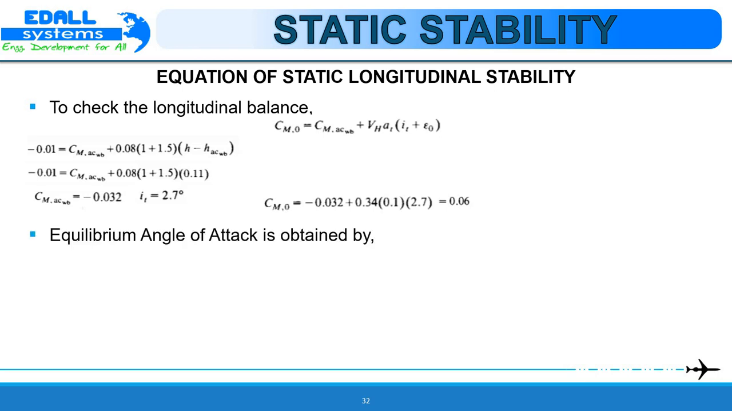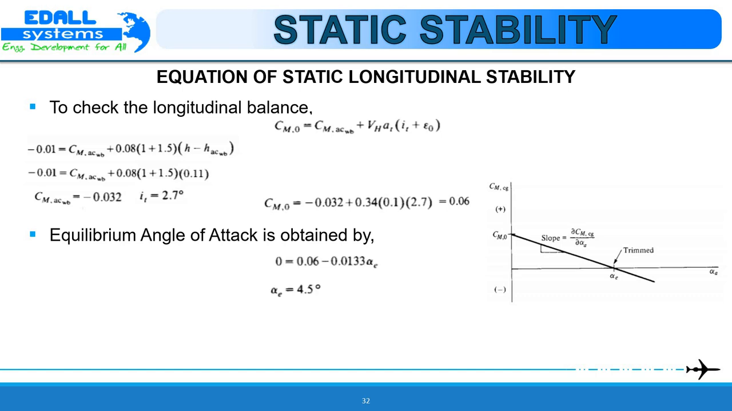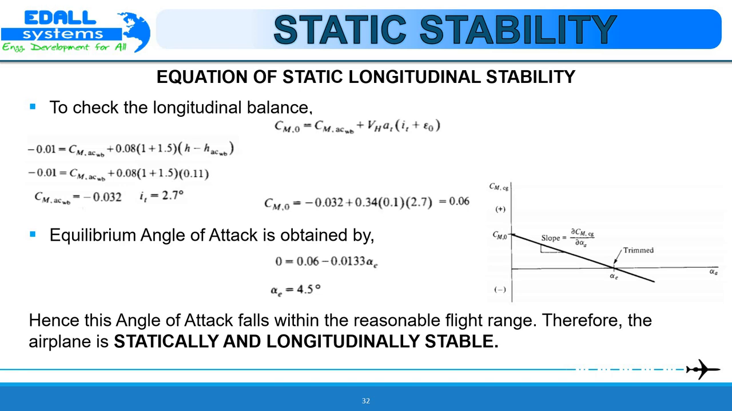Equilibrium angle is obtained by coefficient of moment at zero angle of attack minus change in coefficient of moment along the center of gravity divided by change of absolute angle of attack into the equilibrium angle of attack. So we get 0 is equal to 0.06 minus 0.0133 into the equilibrium angle of attack, which is equal to 4.5. Hence, this angle of attack falls within the reasonable range. Therefore, the aeroplane is statically and longitudinally stable.